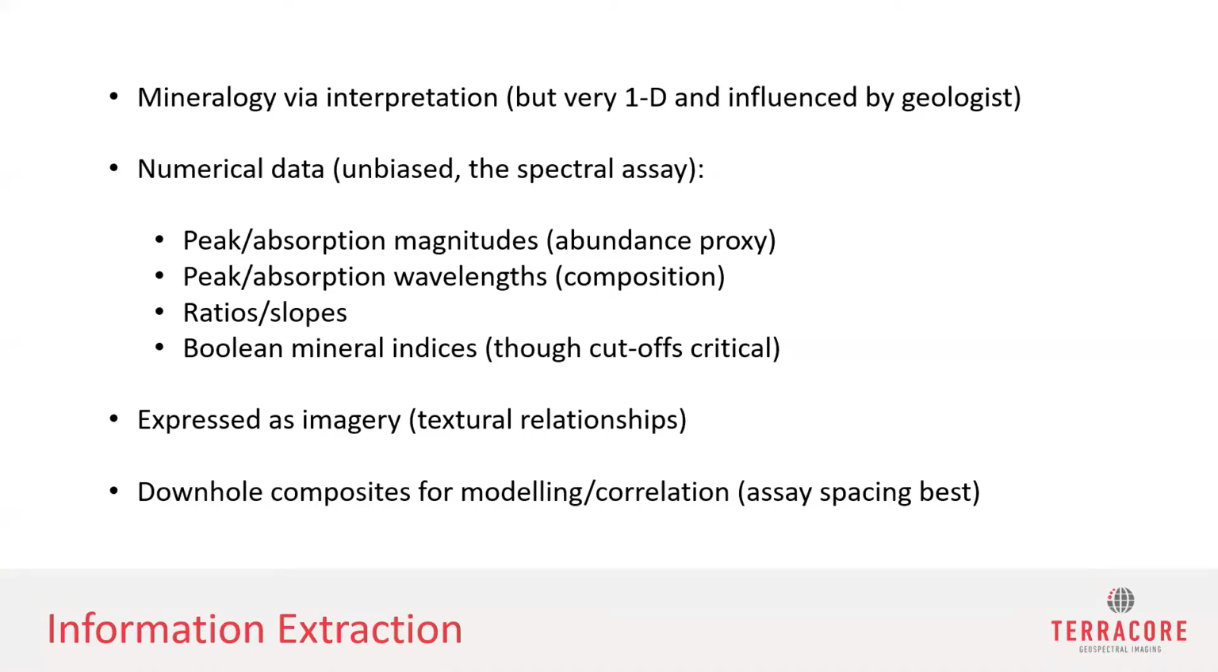So as we go through, I'll explain to you how these different data types get used for the different geometallurgical applications. These are obviously all expressed as images, so we can look at the textural relationships between minerals, but we're also able to extract downhole composites for modeling or correlation. And you can do that at basically any spacing you like, from one image line through to whatever width you would prefer. In general, what we try to do is match to the assay spacing of a project, because from a geometallurgical perspective, everything then is at a common spacing, and we can use that to build models.